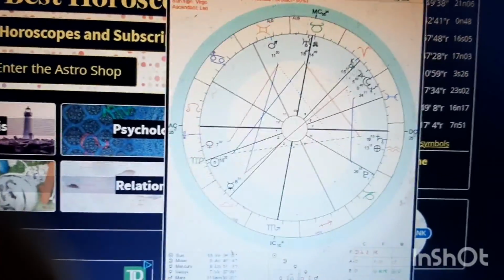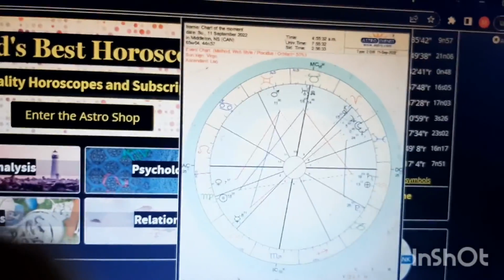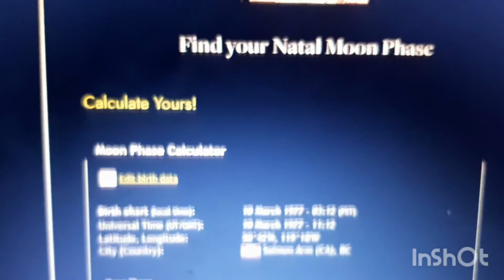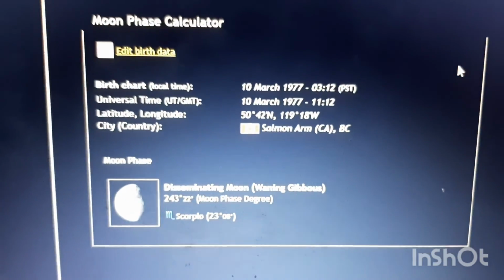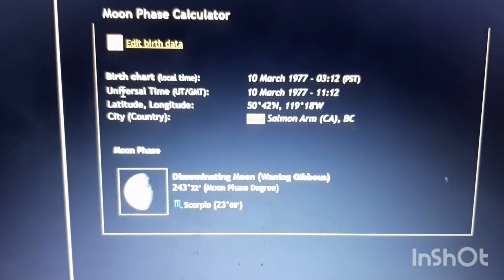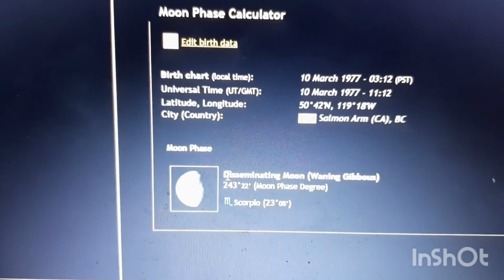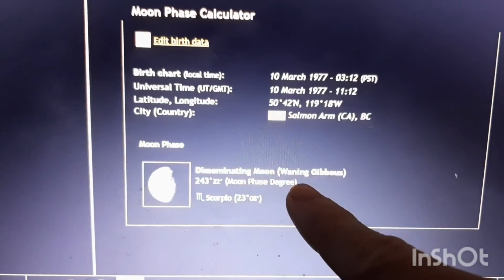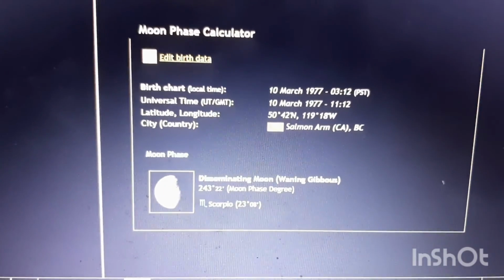Let me know. I want you guys to let me know how you feel during these moon phases if you pay attention to that. Here is a site you can go, astrostyle.com. Look it up. What is my moon phase? Astrostyle. And put it in here, your birthday. It's going to ask you. Here's mine. And it will give you disseminating moon. See, it will give you your moon phase. So you will know what I am talking about, where you start. And if you have any other questions, just message me here. But I want to hear how you guys are feeling through these moon phases.